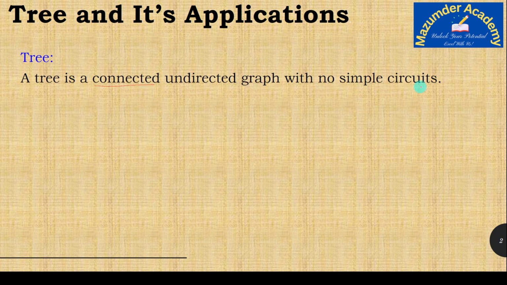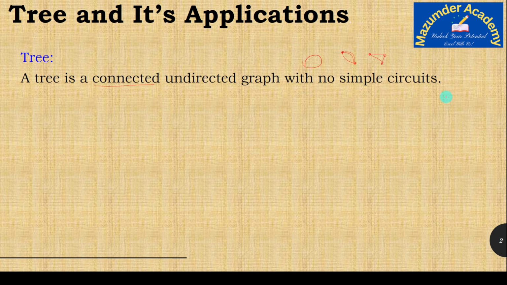Then no simple circuit means there cannot exist any loop or cannot exist multiple edges. Multiple edges cannot exist and loop cannot exist. Then circuit cannot form, like we cannot have this form of situation in the graph where there is a closed path between any two vertices. I mean, if we can find a closed path between a pair of vertices, then this graph will not represent a tree. So these are the points you will keep in mind while identifying whether a graph is a tree or not a tree.